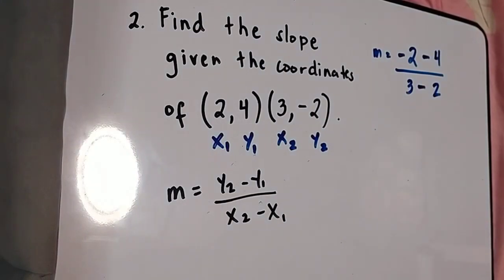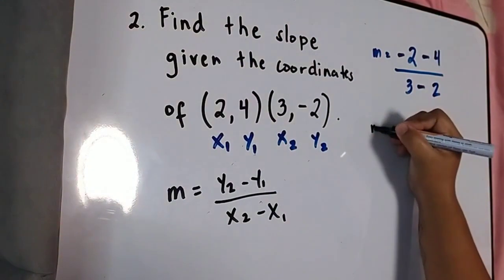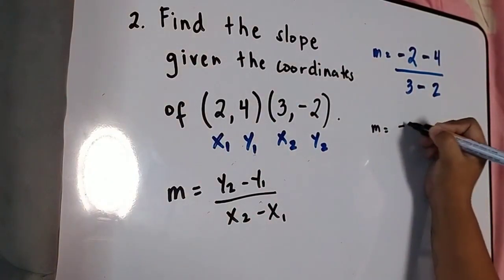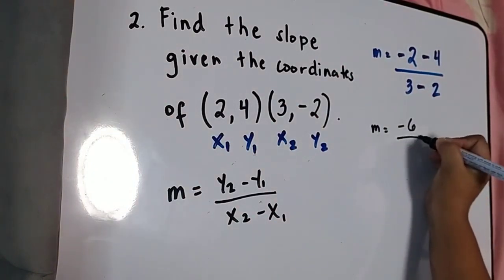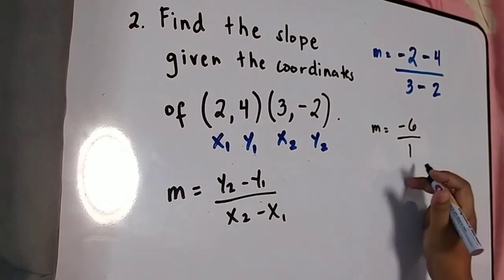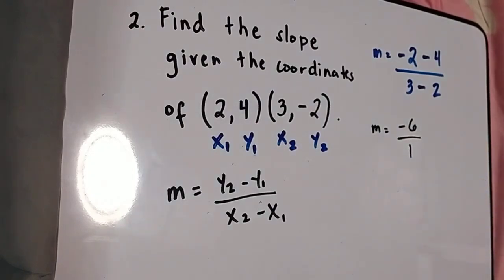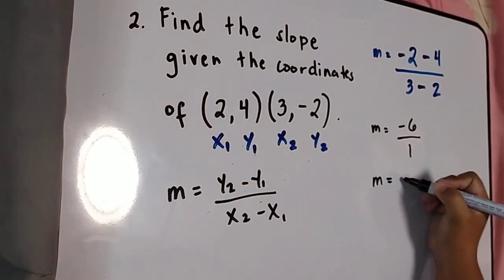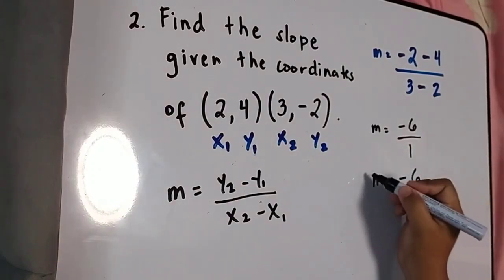Solve. So, negative 2 minus 4. Since both negative yan, add, then copy the sign. So, that will be equal to negative 6 all over 3 minus 2, that is 1. So simplify, since the denominator is 1, final answer is slope is equal now to negative 6.